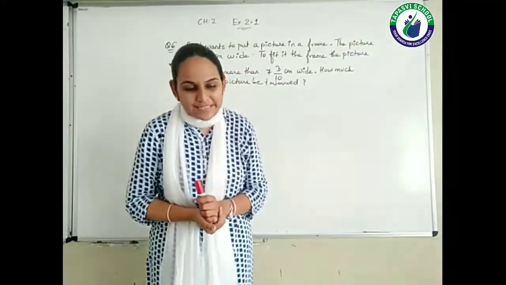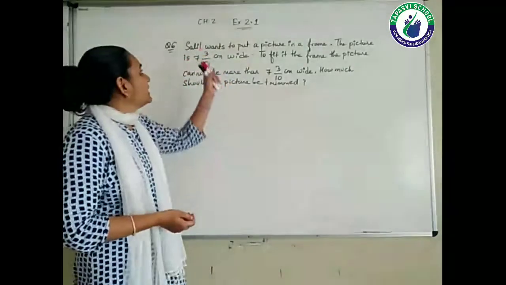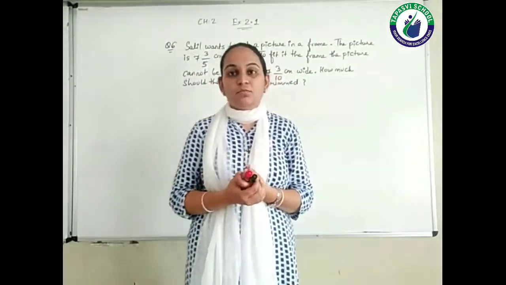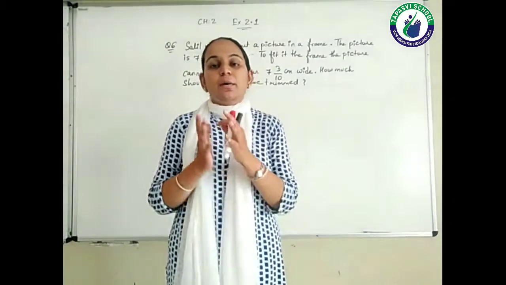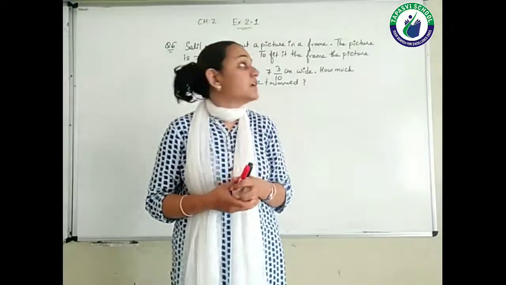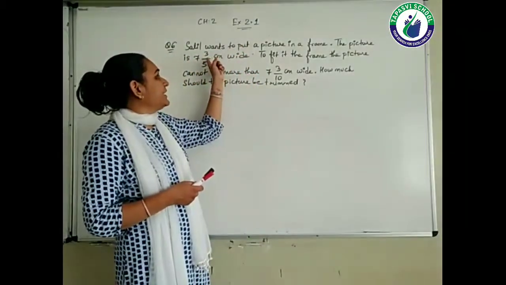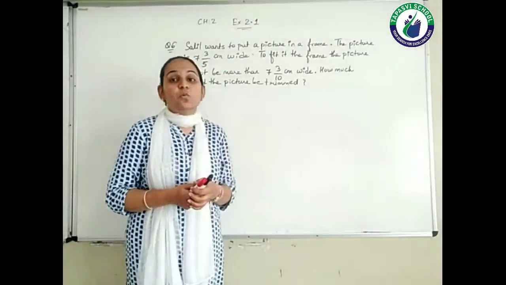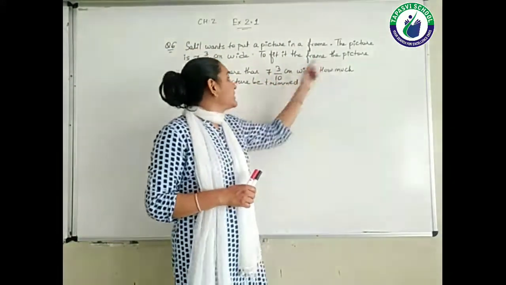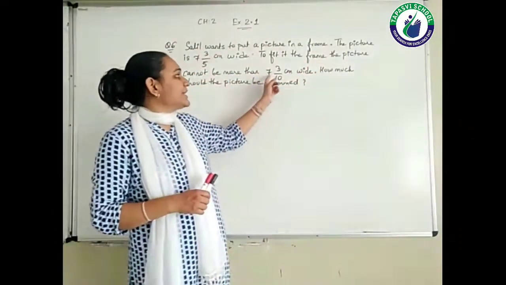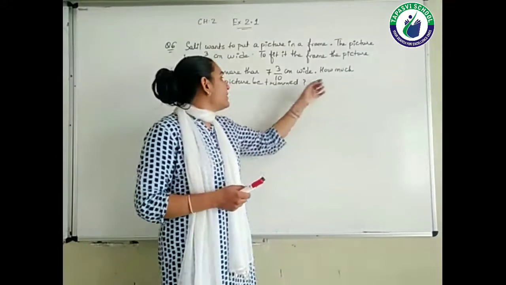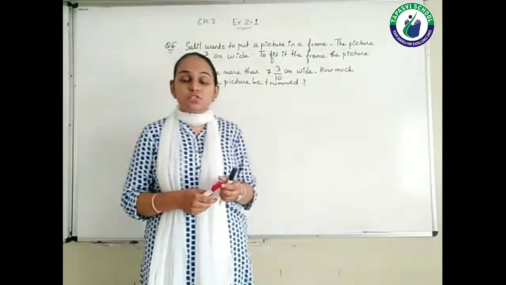Okay students, now let's understand question number 6, that is Salil wants to put a picture in a frame. That means there is a boy named Salil and he wants to put a picture inside the frame. You know very well the frame, right? Picture frame is there. Now the picture is 7 integer 3 by 5 centimeter wide. Now to fit it in the frame, the picture should not be more than 7 integer 3 by 10 centimeter wide. Now how much should the picture be trimmed?